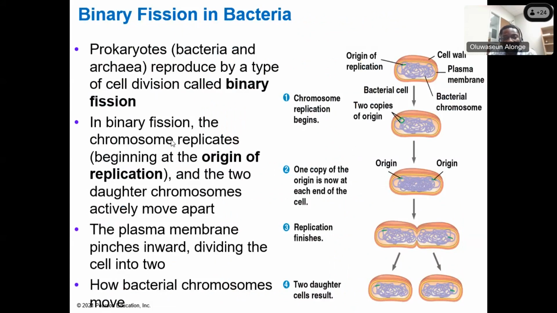All right. So prokaryotes reproduce by a type of cell division which we call binary fission. Fission means to split into two. In binary fission, the chromosome replicates at the origin of replication. This is what we call the origin of replication here. The plasma membrane pinches inward, dividing the cell into two. So this is what you see in a prokaryotic cell. Fission is different from fusion. In sexual reproduction, gametes fuse together.